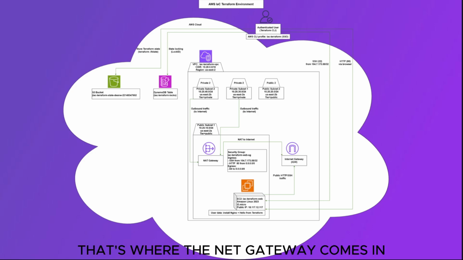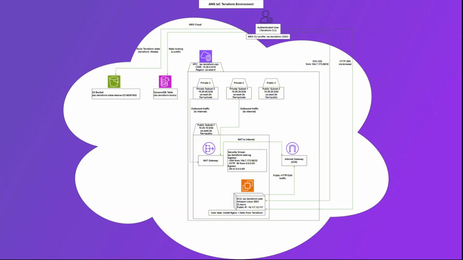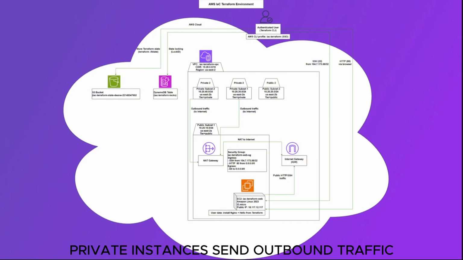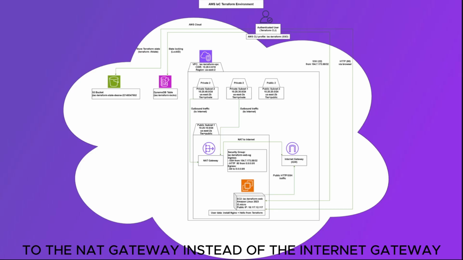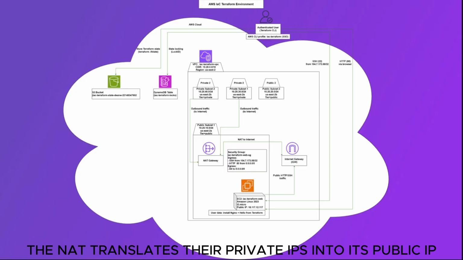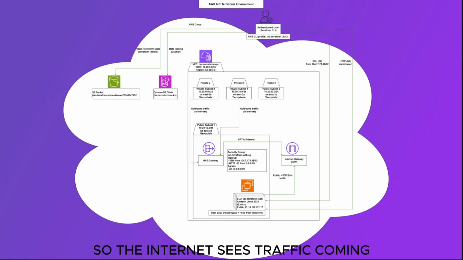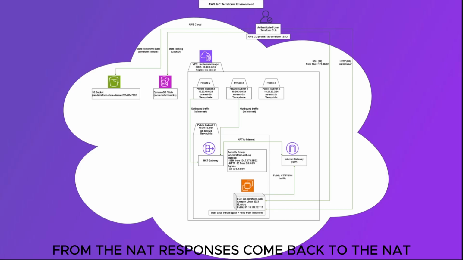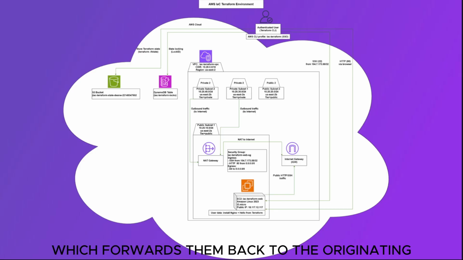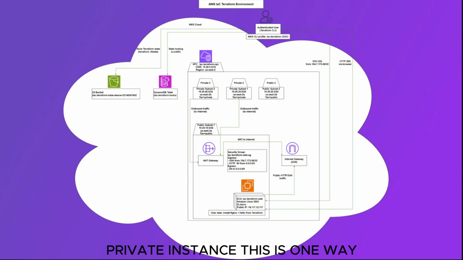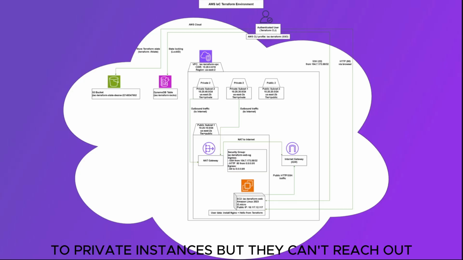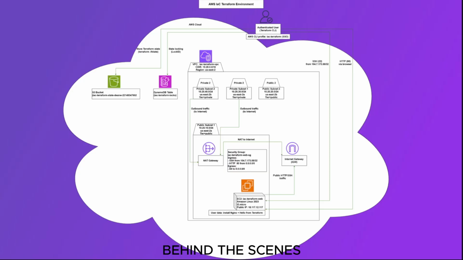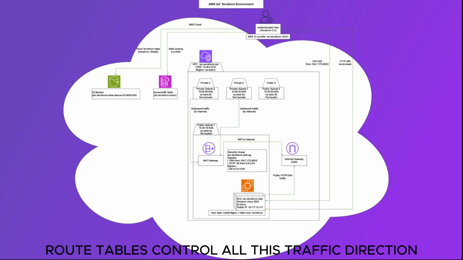That's where the NAT Gateway comes in. It sits in one of the public subnets and has its own elastic IP, a static public IP from AWS. Private instances send outbound traffic to the NAT Gateway instead of the Internet Gateway. The NAT translates their private IPs into its public IP, so the internet sees traffic coming from the NAT. Responses come back to the NAT, which forwards them back to the originating private instance. This is one way. The internet cannot initiate connections to private instances, but they can reach out. Perfect for security.